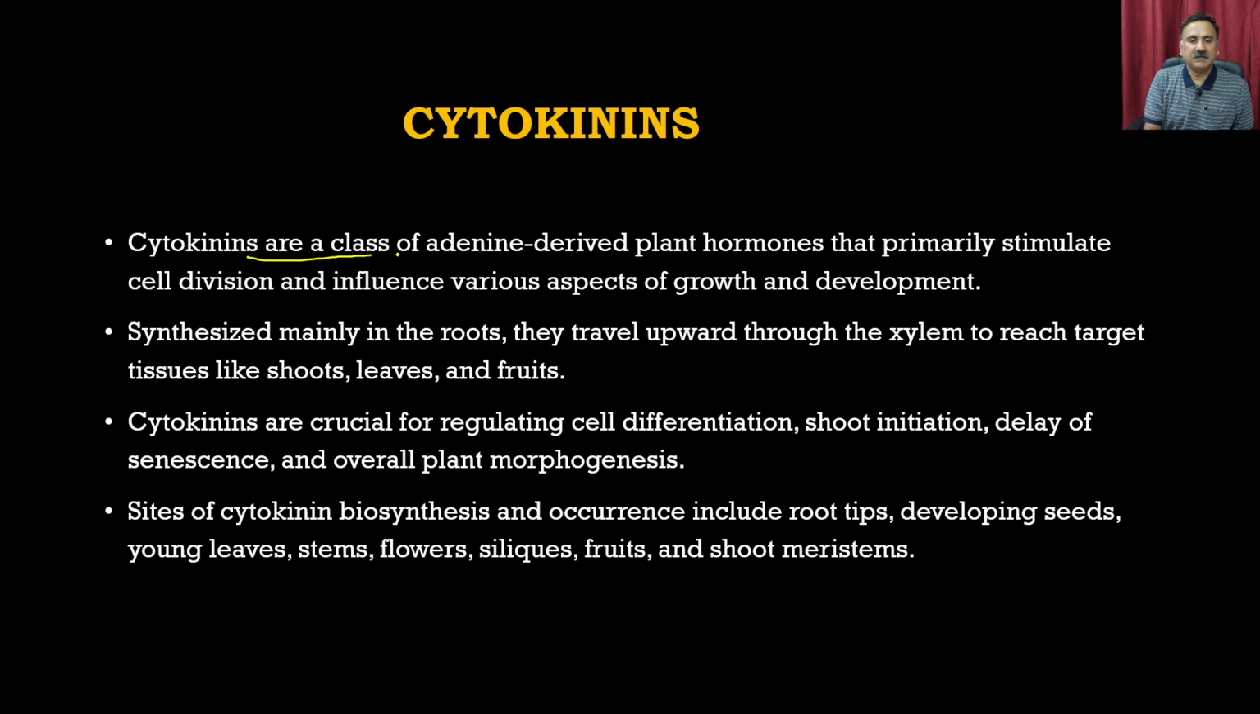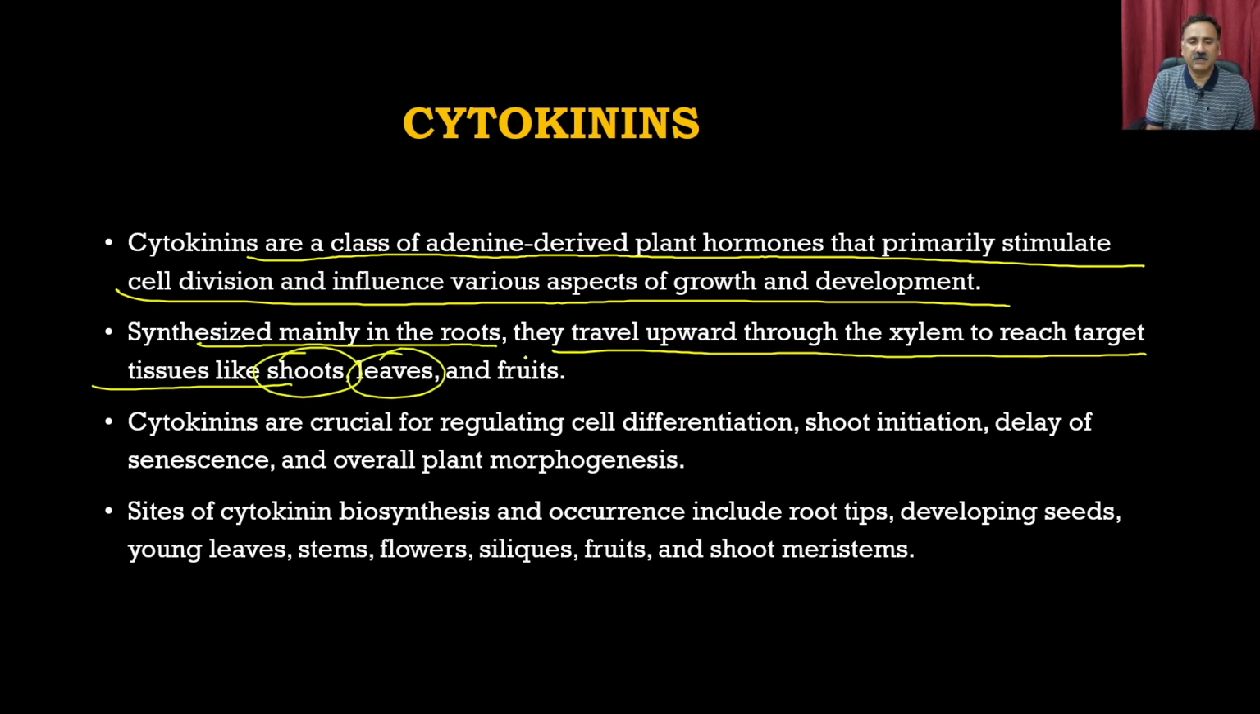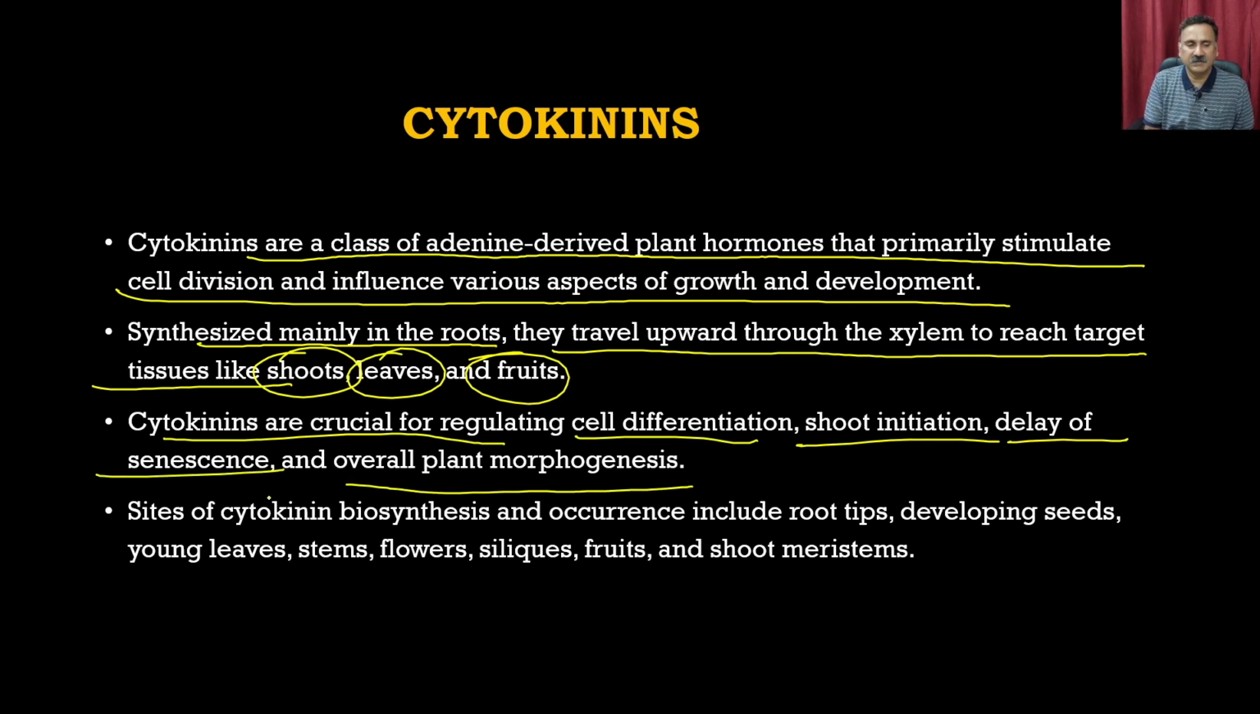Cytokinins are a class of adenine-derived plant hormones that primarily stimulate cell division and influence various aspects of growth and development. Synthesized mainly in the root, they travel upward through the xylem to reach target tissues such as shoots, leaves, and fruits. Cytokinins are crucial for regulating cell differentiation, shoot initiation, delay of senescence, and overall plant morphogenesis.